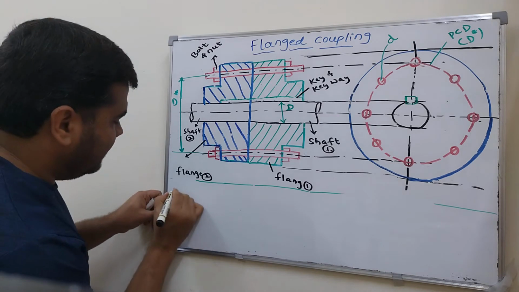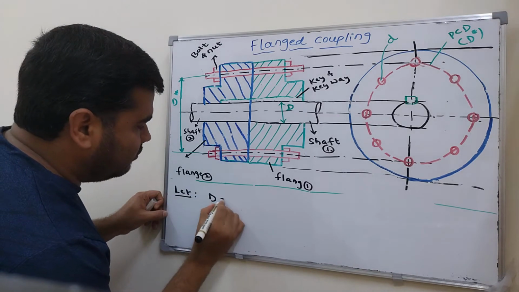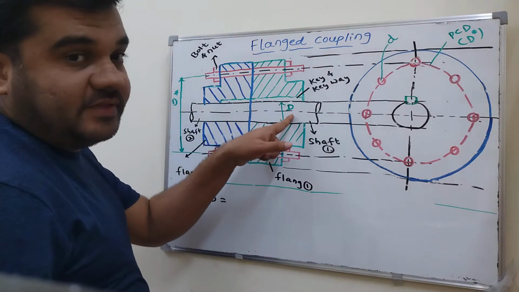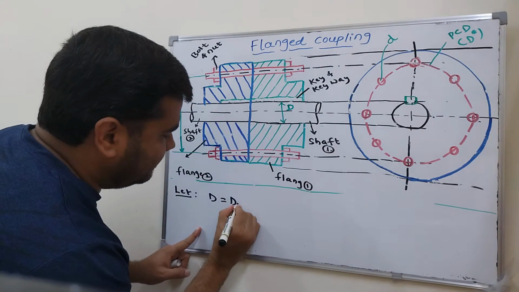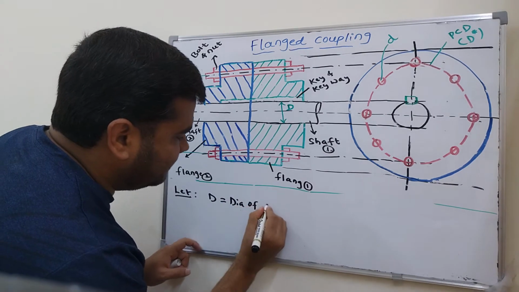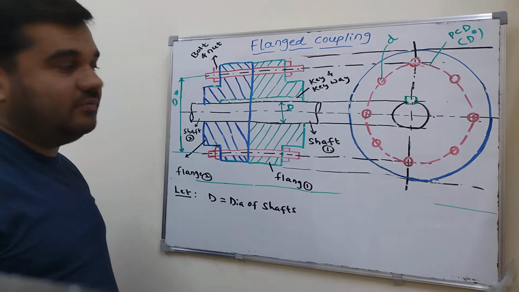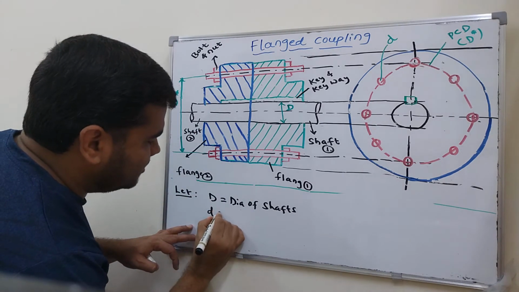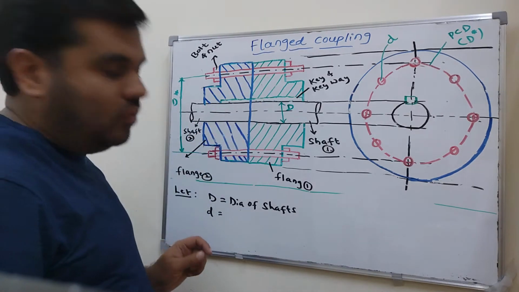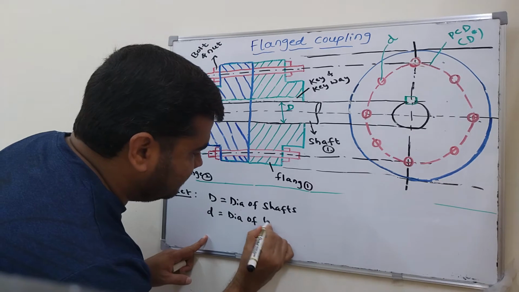What is the D here? Let capital D equal the diameter of the shaft. Both shafts have the same diameter, the diameter of shafts, shaft 1 and shaft 2. Next, what is the small d? Small d is the diameter of bolts.